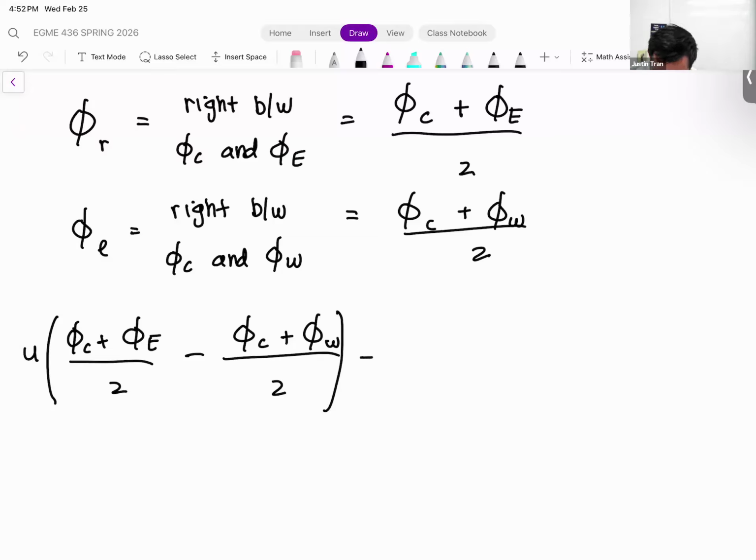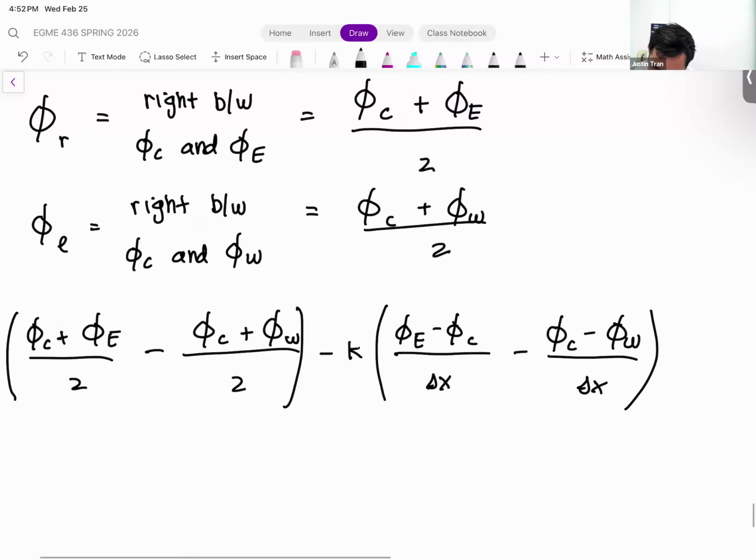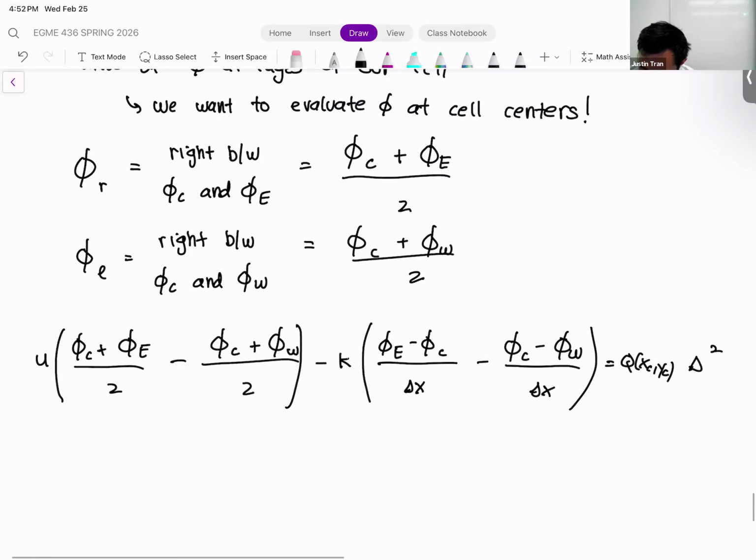Then we have our diffusion contributions. Our diffusion contributions is K times phi sub E minus phi sub C divided by delta X, minus phi sub C minus phi sub W divided by delta X. And this is equal to Q of XC, YC, delta squared.